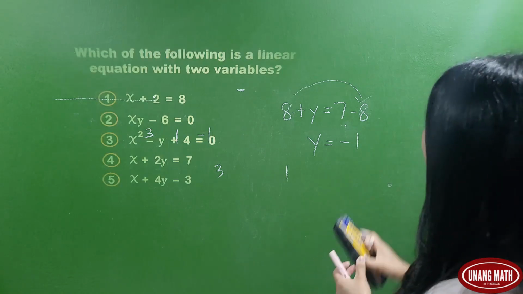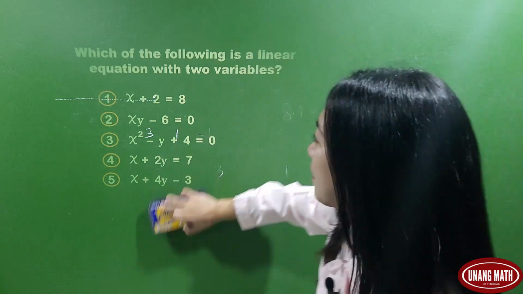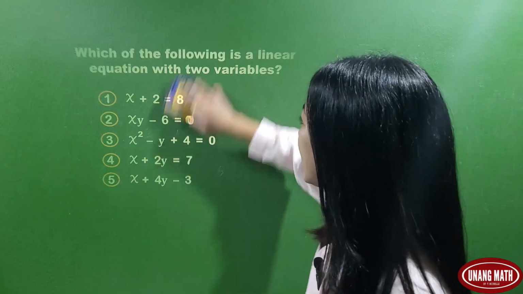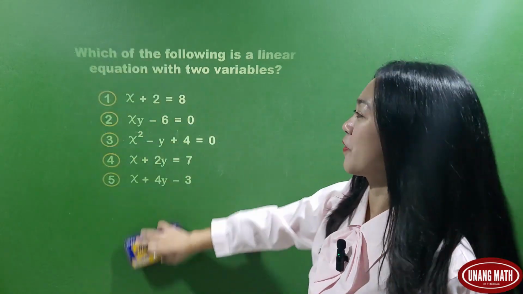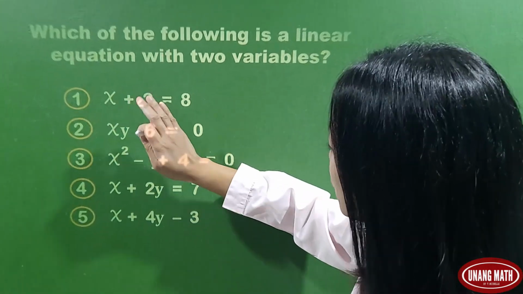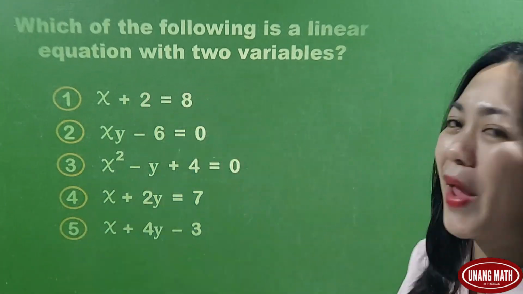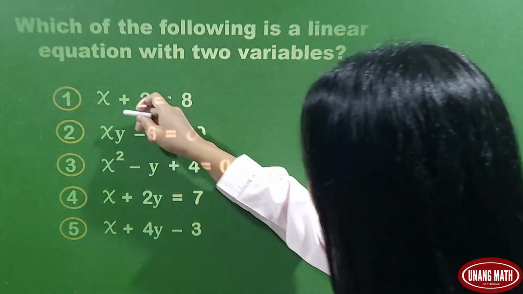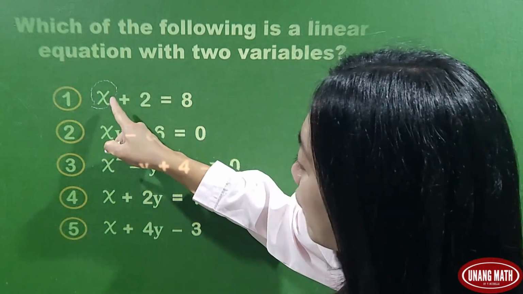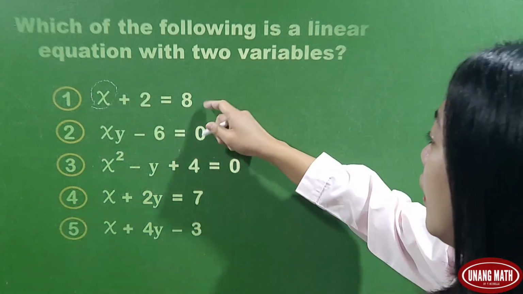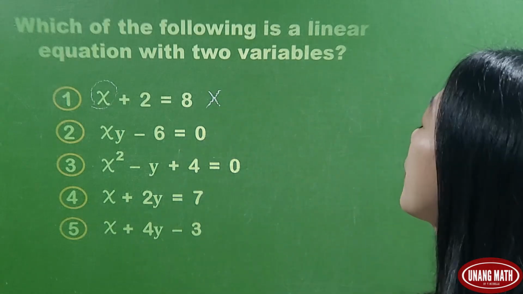Okay, now let's answer this simple problem. Which of the following is a linear equation in two variables? The first one is x plus 2 is equal to 8. This is a linear equation, but as you can see, we only have one variable. So this is a linear equation in one variable, and it is not the answer we're looking for.